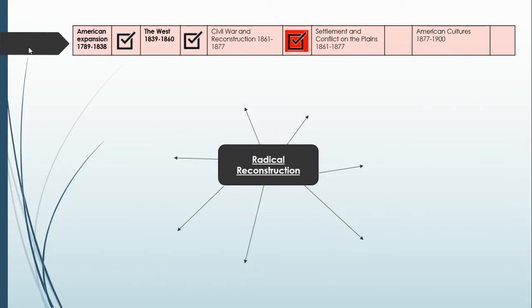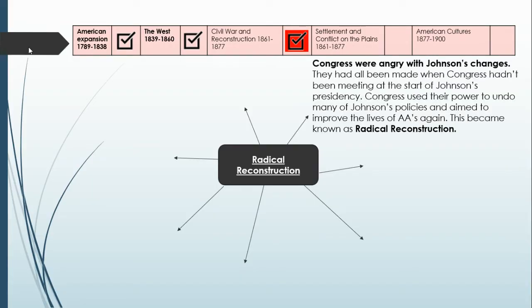Okay, the next phase of Reconstruction is called Radical Reconstruction. Now, this is where Congress, remember, the radical Republicans, are angry with the changes that Johnson has made. They had all been made when Congress hadn't been meeting, right at the start of Johnson's presidency. So Johnson manages to make these U-turns really without consulting other members of his political party.